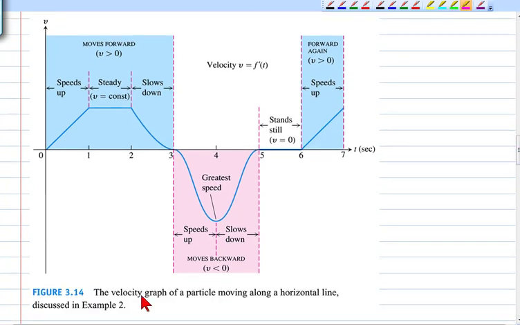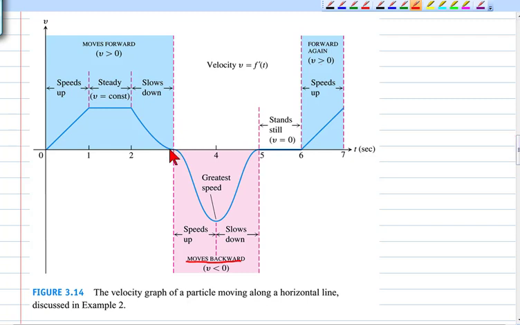The velocity graph of a particle moving along a horizontal line that was discussed in example 2 in the book. As long as the velocity is positive, the object is moving forward. And that's pointed out right here. And then once again, we have a positive velocity. So let's look at example 2 that has to do with the graph.